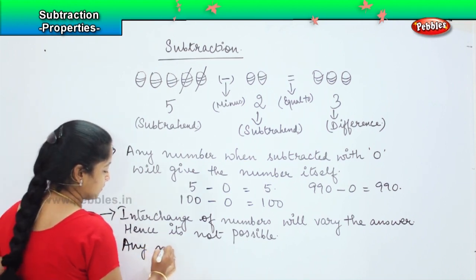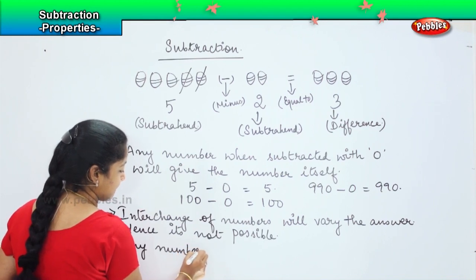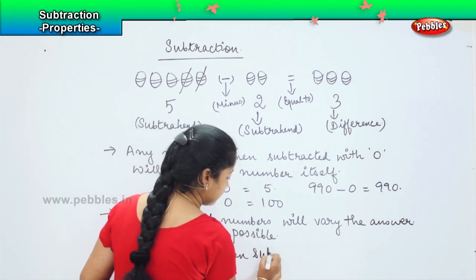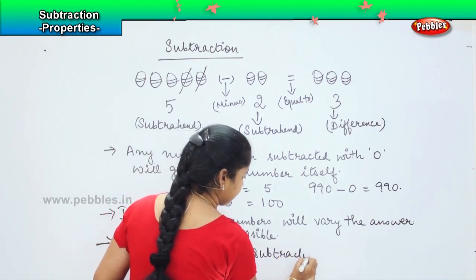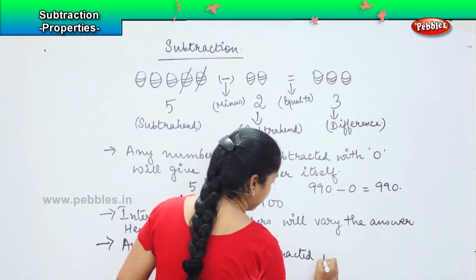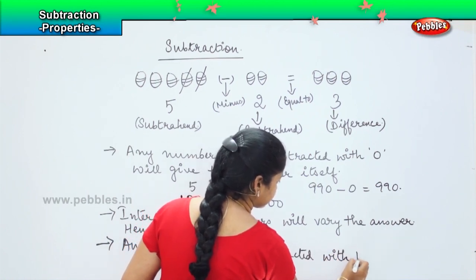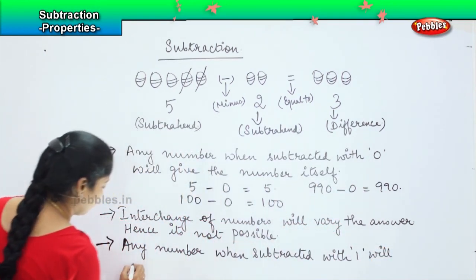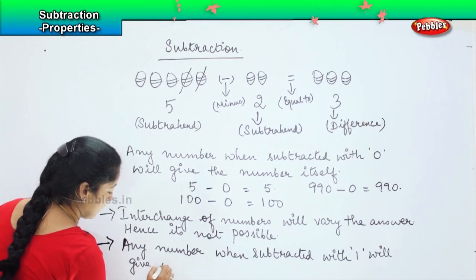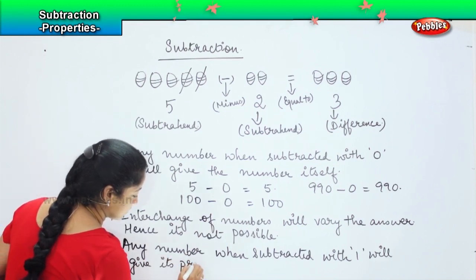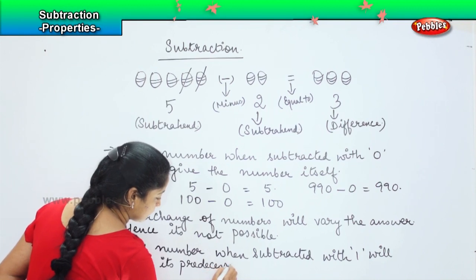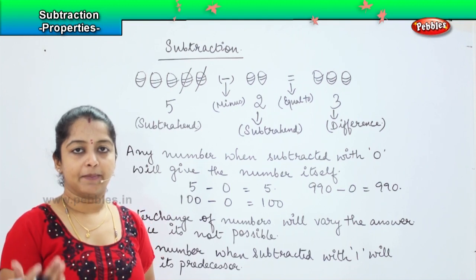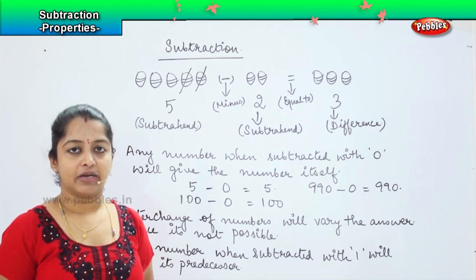The third one says any number when subtracted with 1 will give its predecessor. Okay. So, what do you mean by the term predecessor, children? A number which comes immediately before the given number, right?